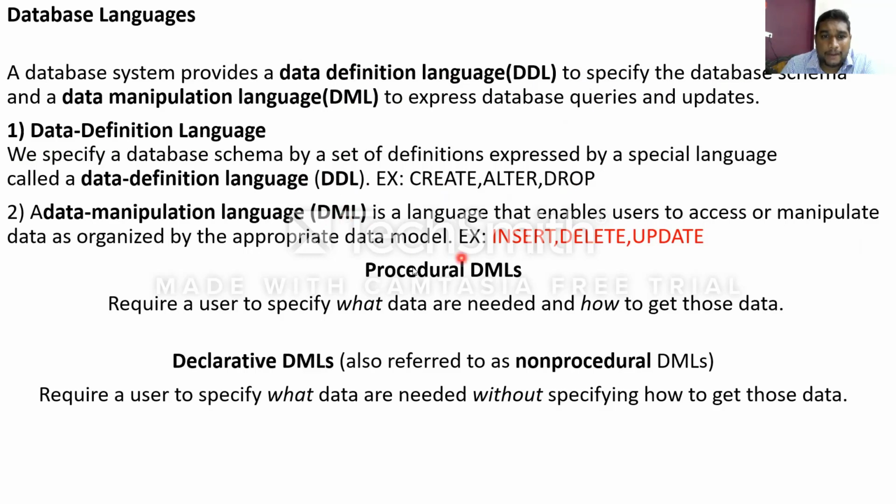In DML, we have two types of languages called procedural and non-procedural. A procedural language is one in which the user has to specify what to do and how to get the data. Whereas in a non-procedural language, the user only specifies what data is needed without specifying how to get it.